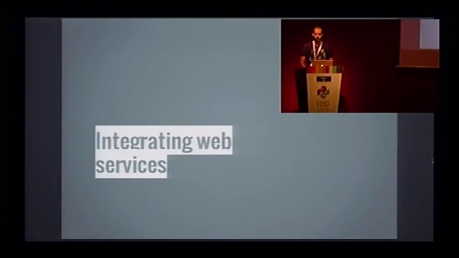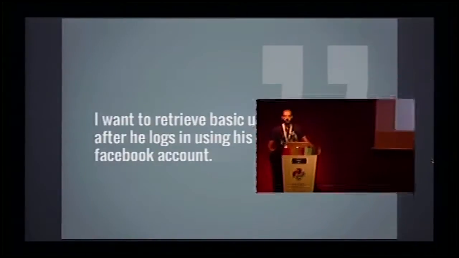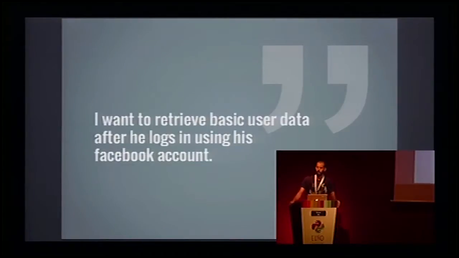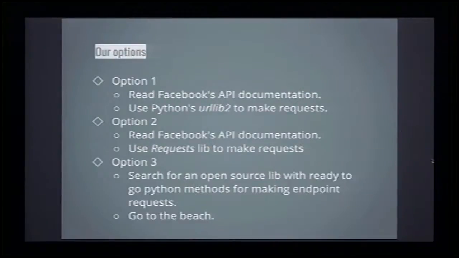All right. So I'll be talking more about integrating services. We are focusing here on web APIs, all right? So let's say a customer comes to you and asks you to develop a web software, whatever, and he wants the user to log in with Facebook, and then he wants you to fetch the user's basic info from his Facebook account. So I have some options here for what we can do. The first option would be to go to Facebook documentation and read its API documentation. And we could use urllib2 that comes with Python to make the request. That would work, no problems.